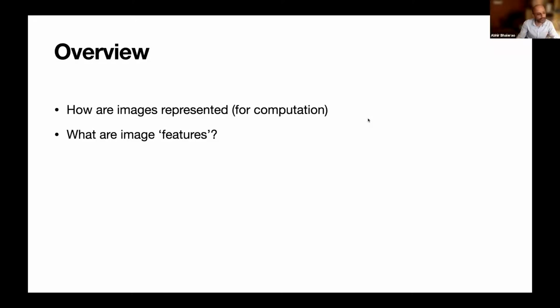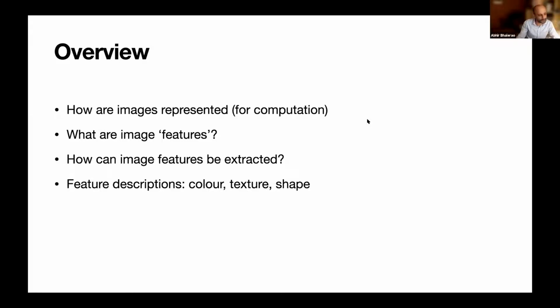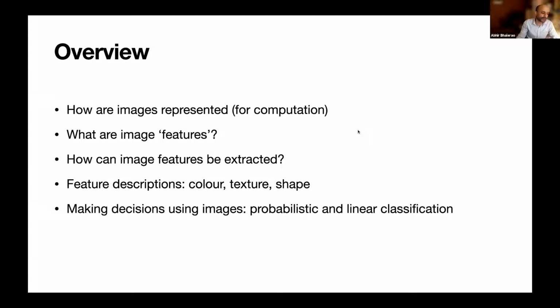So I'll be covering the basics of how images are represented, in terms of computation. I want to talk about what we mean by image features, and how they can be extracted from images. So I'll be talking mainly about color, texture, and shape type features. These are the most important things, particularly for doing computational pathology. And I'll also be introducing you to the ideas behind two classical machine learning methods, probabilistic methods and linear classification.